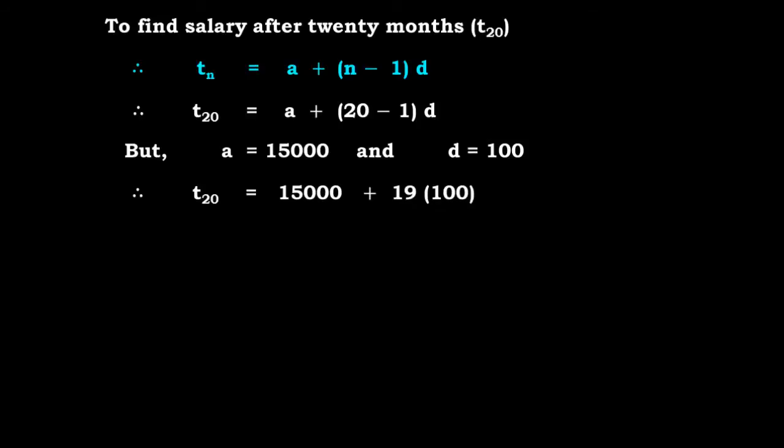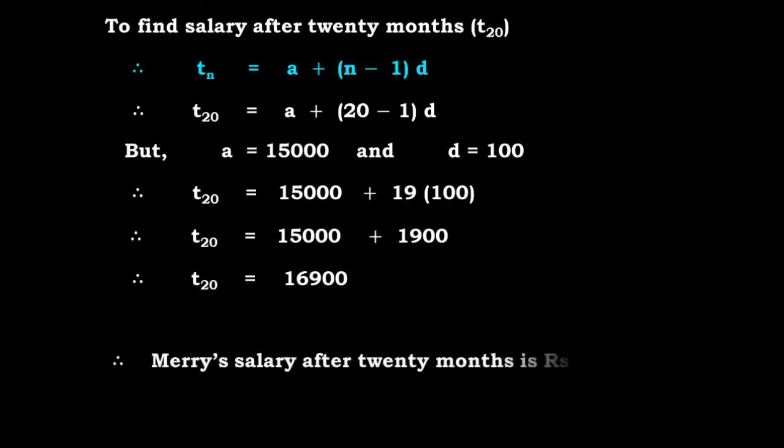19 into 100 is 1900. So 15,000 plus 1900 will become 16,900. So we have T20, that means salary after 20 months, 16,900. So see student, we can write the answer. Mary's salary after 20 months is rupees 16,900.